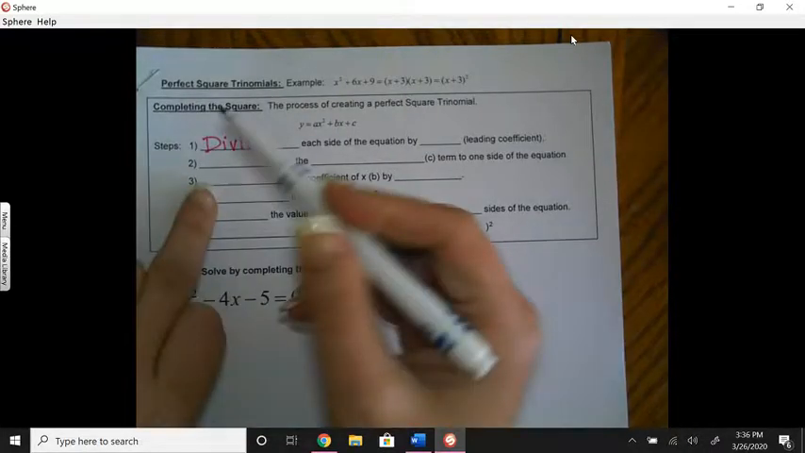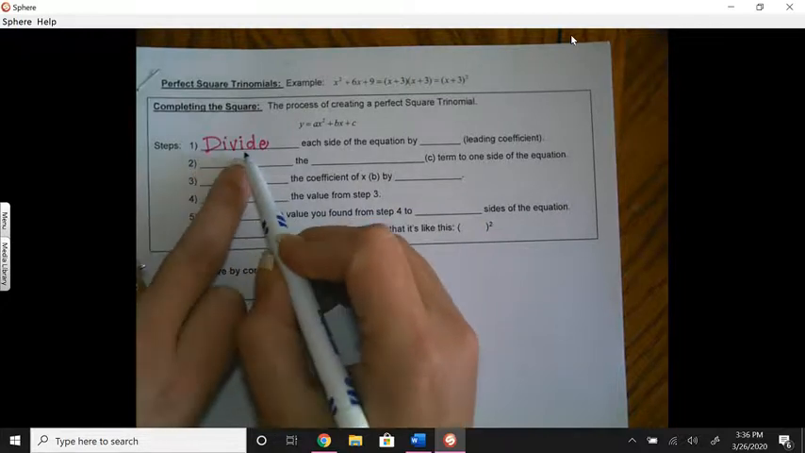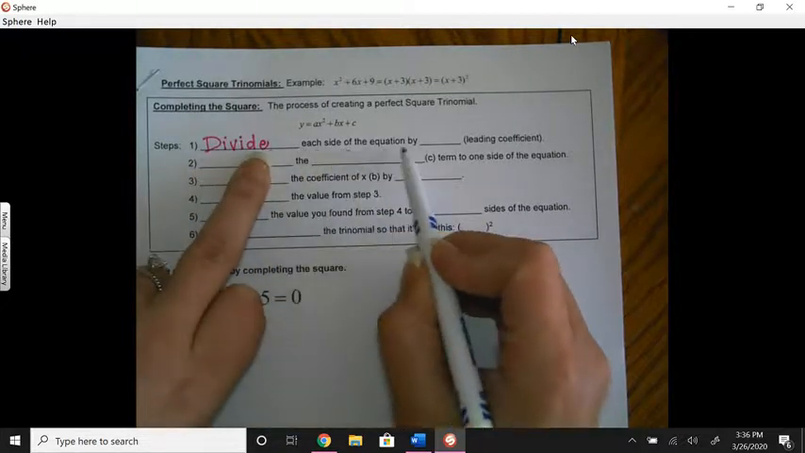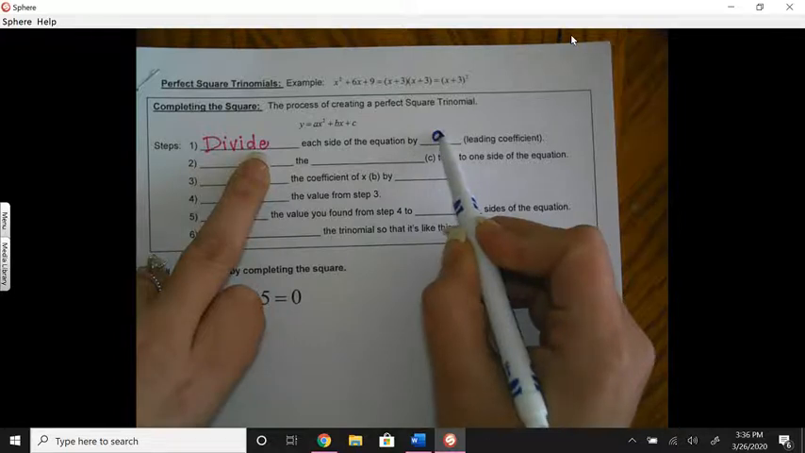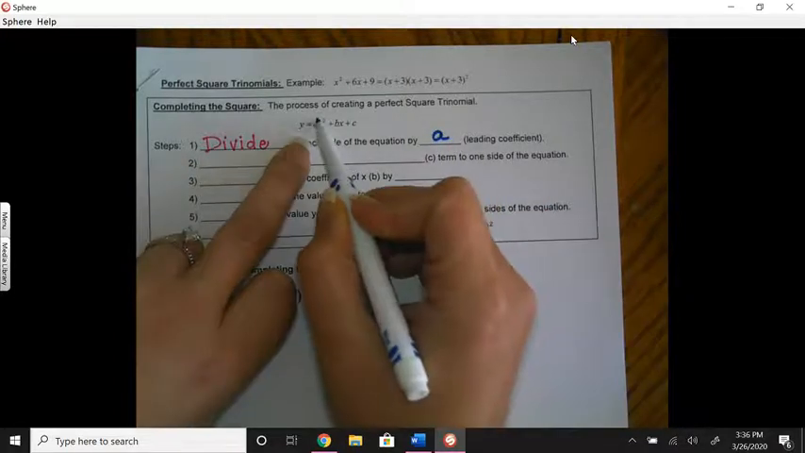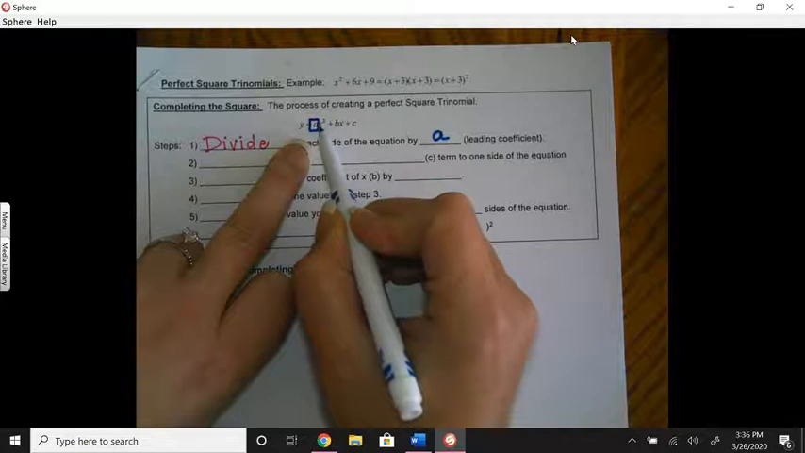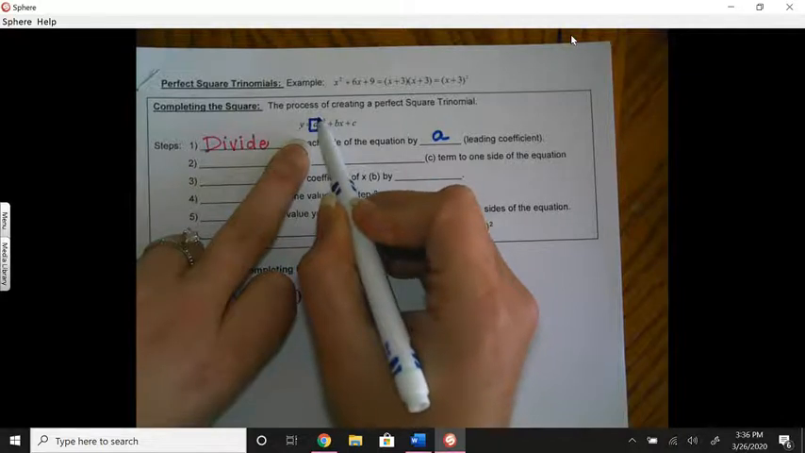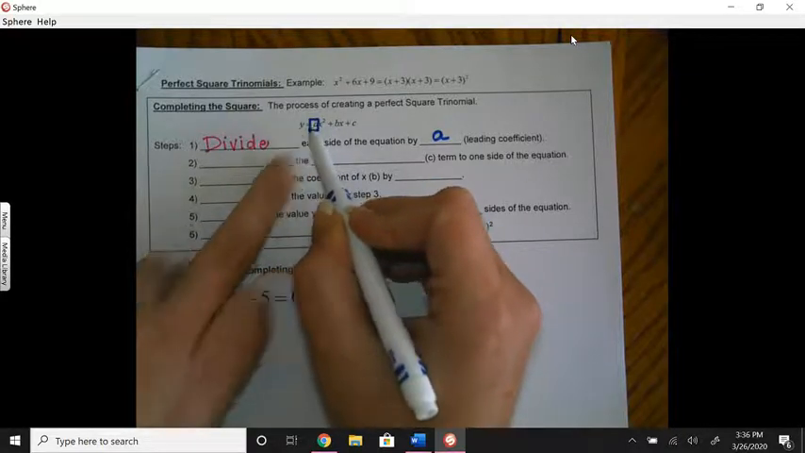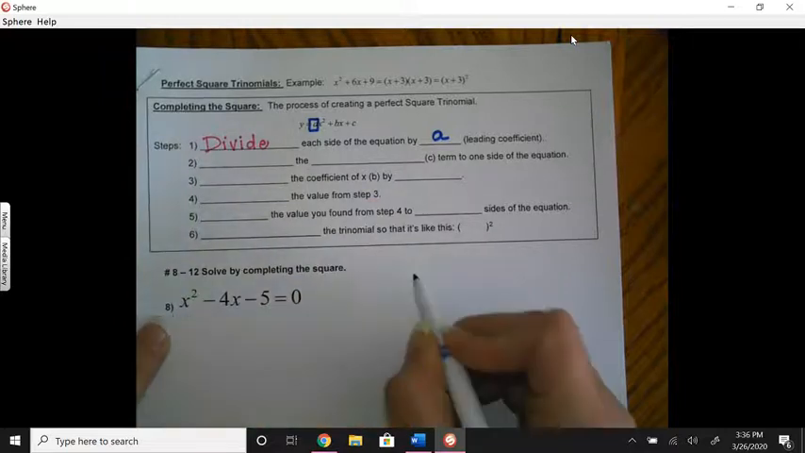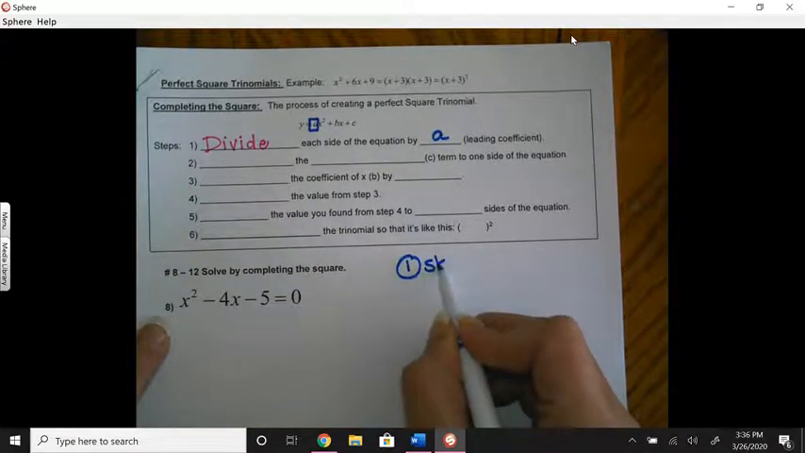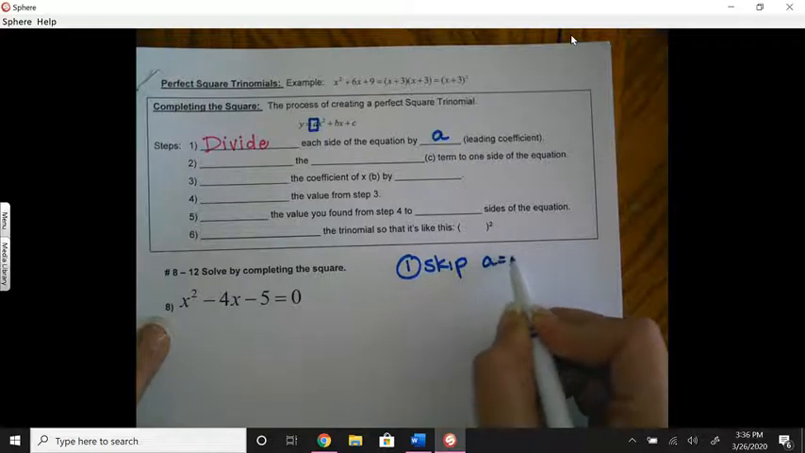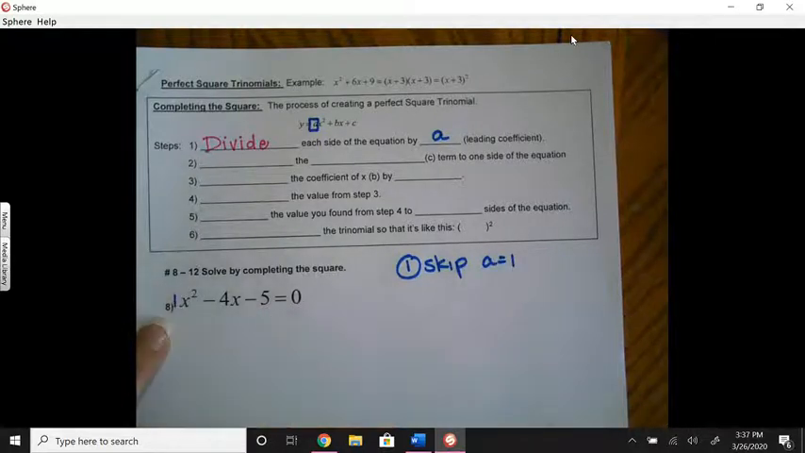So the first step, step number 1, is divide each side of the equation by the leading coefficient a. So there should be no number in front of the x squared. We want it to be a 1. So if we take a look at number 8, we can skip step 1 because the a value in the front here is already what we want.